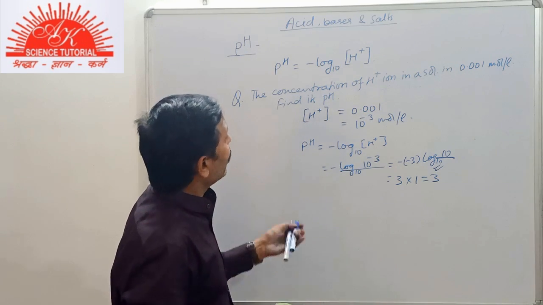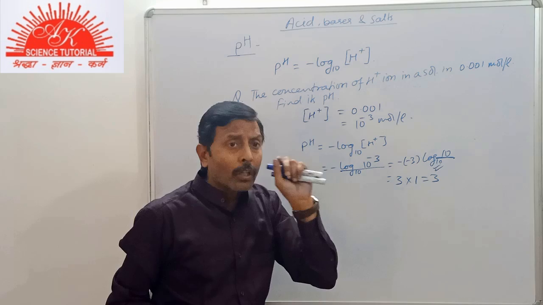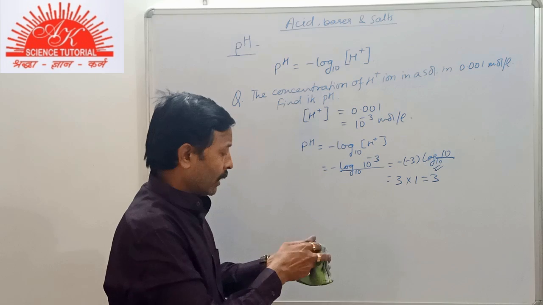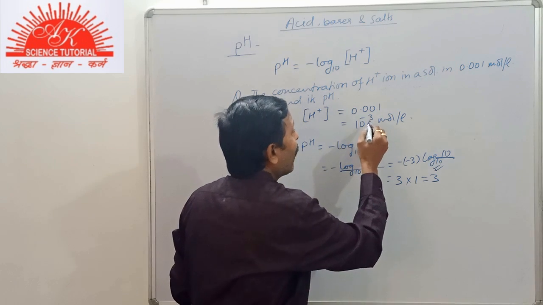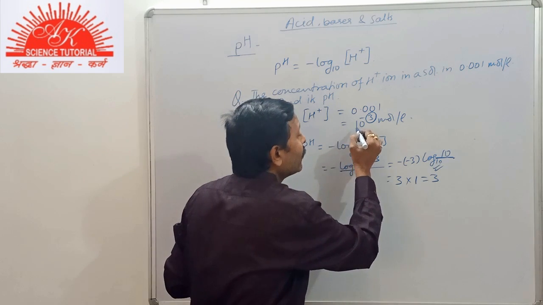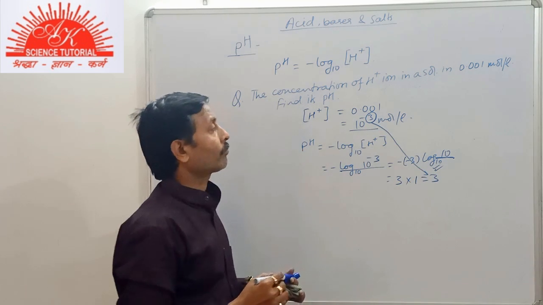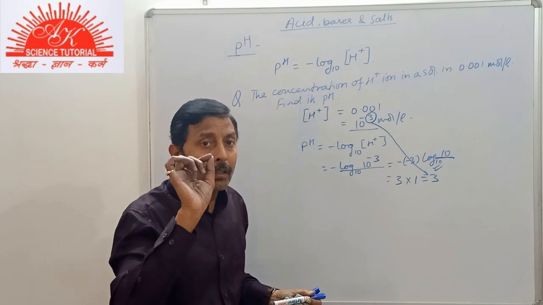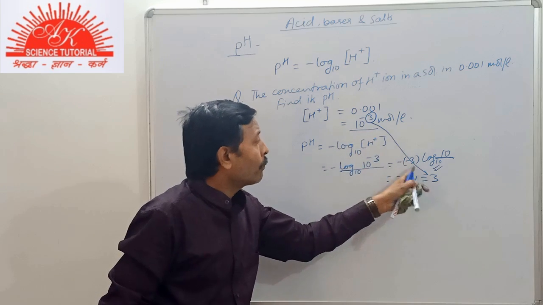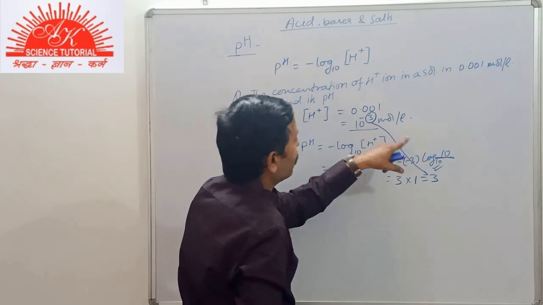So in this way, if this type of question is given, you can write it directly. Or there is a shortcut method also. If you have written the H plus ion concentration, then the number by which the negative power of 10 is raised can be directly used as the pH value. The number of the negative power of 10 used to represent the concentration of H plus ion is taken as pH. It means you can directly write pH is 3.